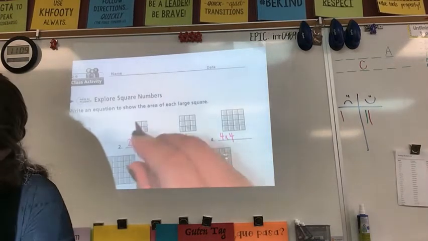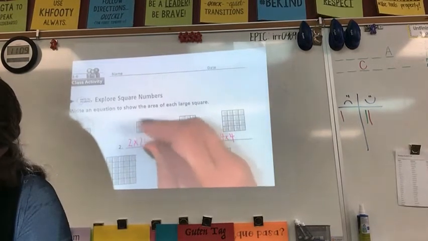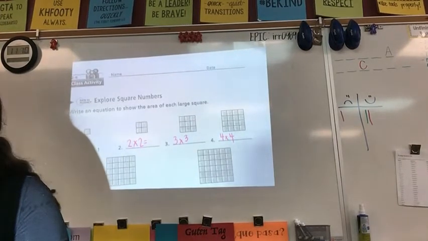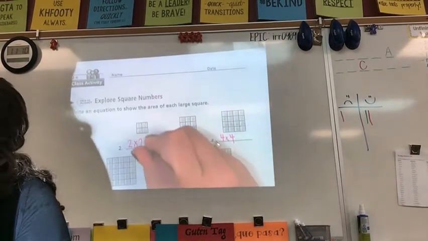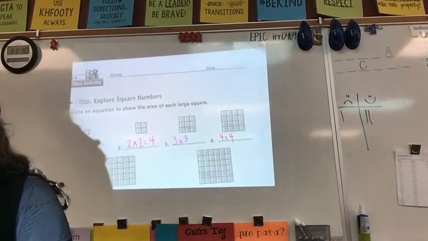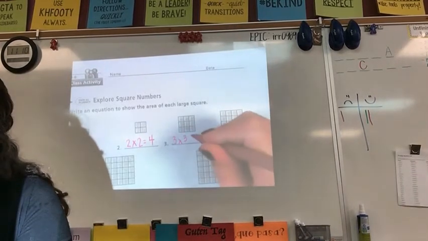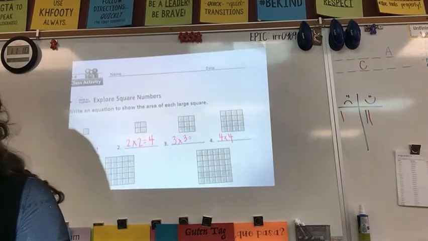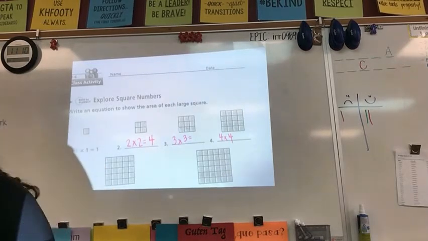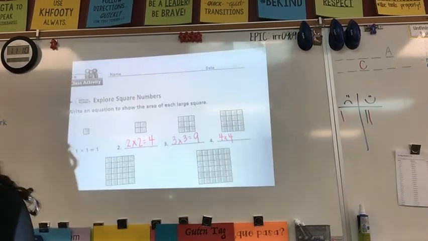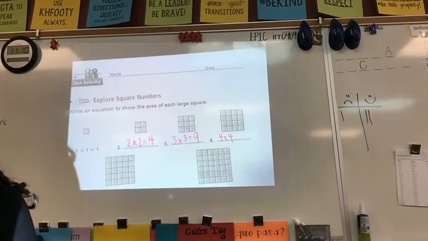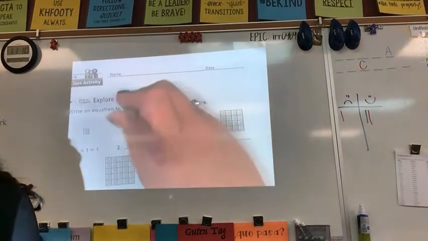So, who can tell me what 2 times 2 is, or what is the area of this particular square? Dax? 4. So 4 is a square number. Who can tell me the area of this square here? Landon? 9. So 9 is a square number. What is it? Square number.